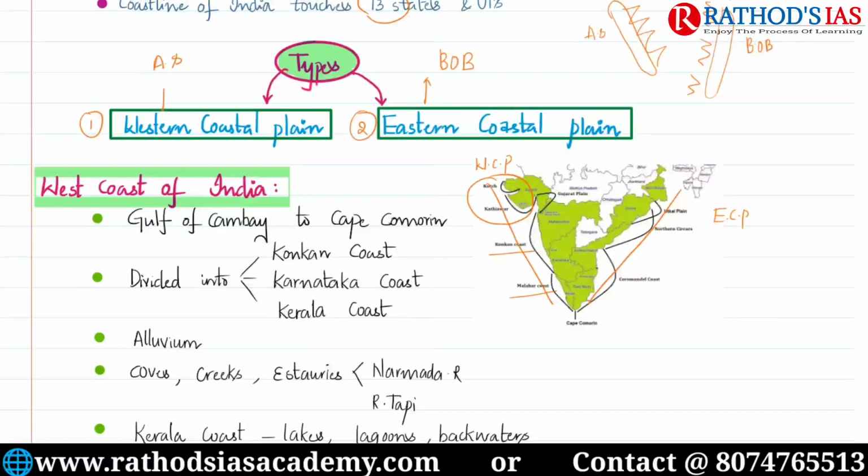And now let us see some important features of our west coast of India. So the west coast of India extends from Gulf of Cambay, or it is also called Gulf of Khambhat, till Cape Comorin. So it is divided into Konkan coast, Karnataka coast, and Kerala coast.